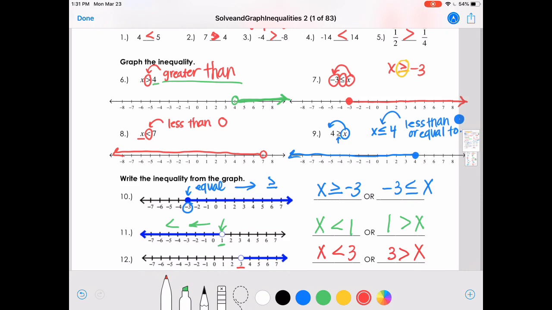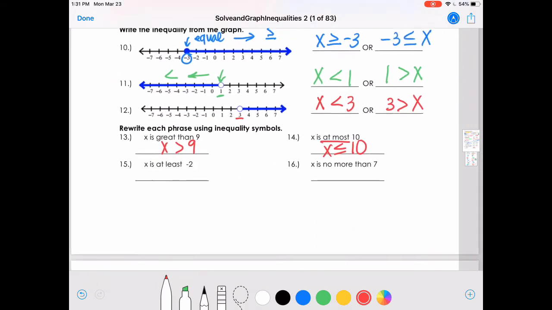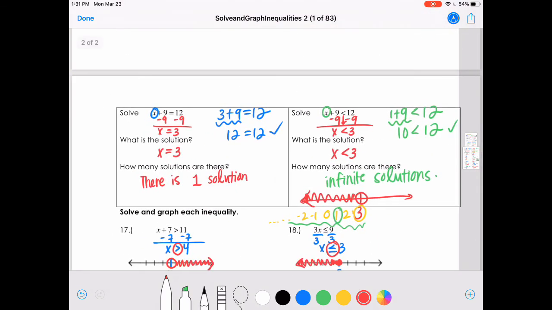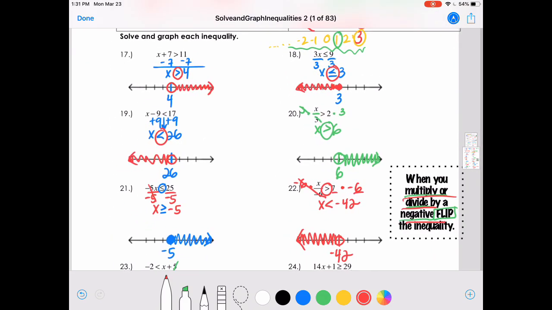If you have any questions, make sure you let me know during office hours. And then again, just a reminder that when you're solving your inequalities, you want to go ahead and look for multiplying and dividing by negatives. Whenever that happens, you want to make sure you flip the inequality sign.